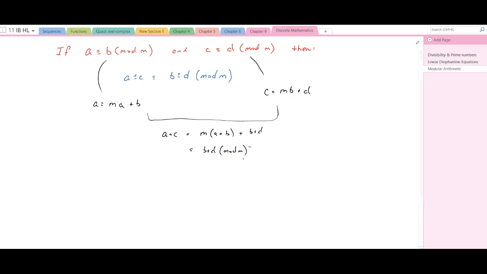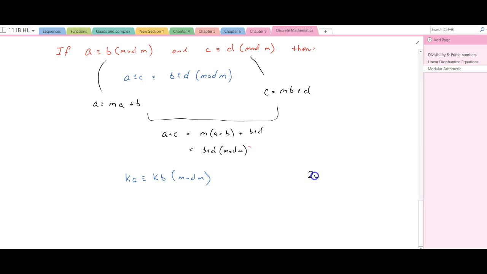Now that's nice. Well, what else can we say? We also looked at in the last video at multiplying both sides. So if A is equivalent to B mod M, then won't kA be equivalent to kB in mod M? And the answer to that is yes. We know it. We can test it.